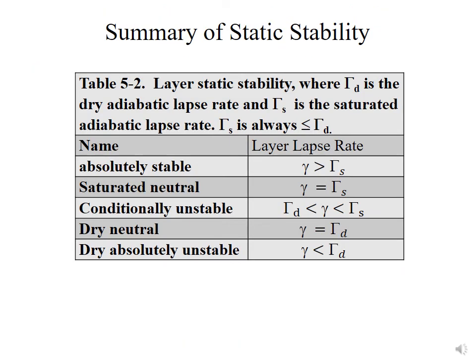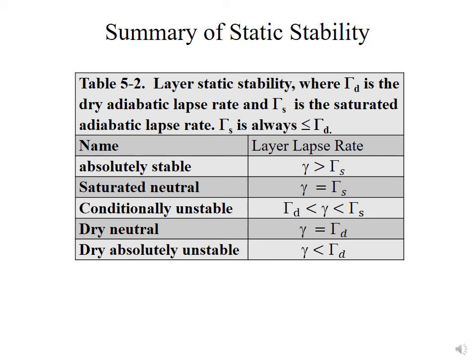So to summarize the static stability of the atmosphere, the only thing we need to know to determine the stability of the atmosphere is the layer environmental lapse rate. And we have to compare that lapse rate to the saturated adiabatic lapse rate and/or the dry adiabatic lapse rate. And recall that the lapse rate is defined as negative delta T over delta Z. So the atmosphere is absolutely stable if the lapse rate is greater than the saturated adiabatic lapse rate because the air parcel is always going to be colder than the environment.